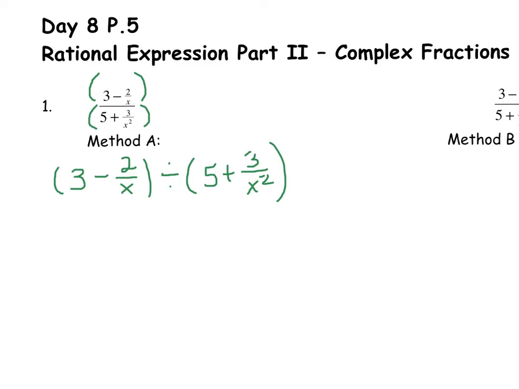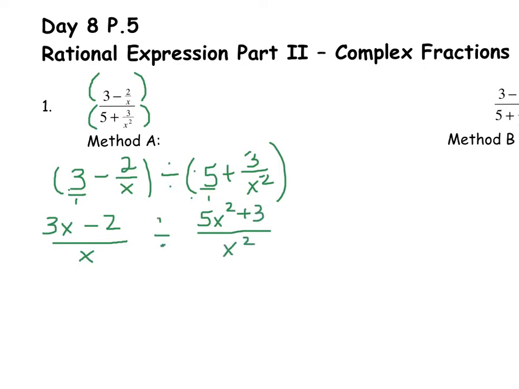So the first fraction, as I look at it, it should have a common denominator of x. This is a 3 over 1. So LCD of x, and the fraction here would be multiplying as x over x. So that's going to be giving me 3x minus 2. And then the second fraction, I'm going to have a common denominator of x squared. So with this being a 1 as it is here, that's top and bottom is going to multiply by x squared. So I will have a 5x squared plus 3 over x squared.